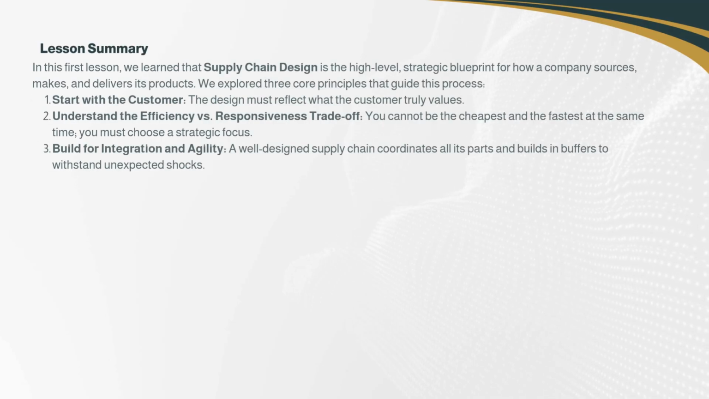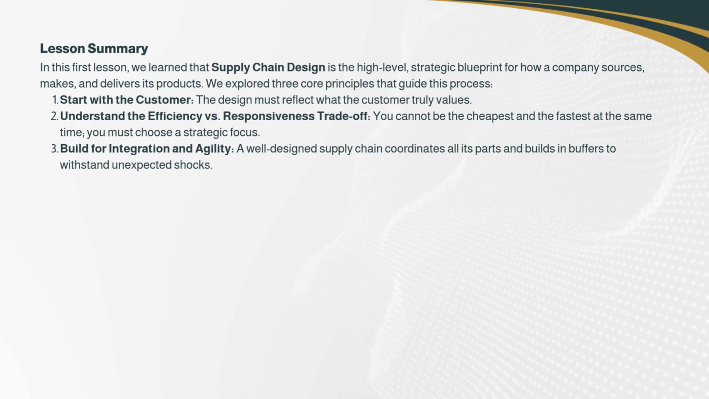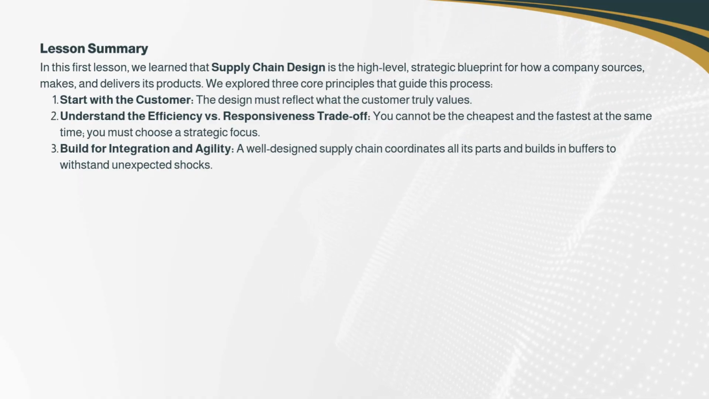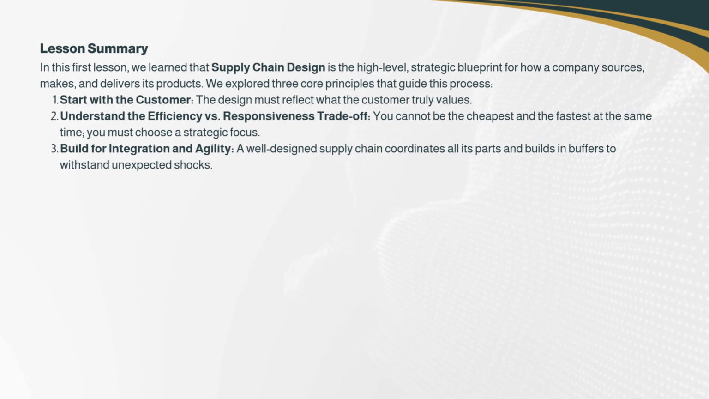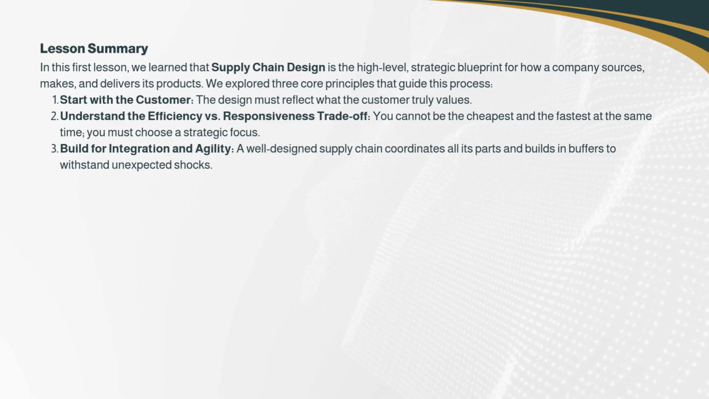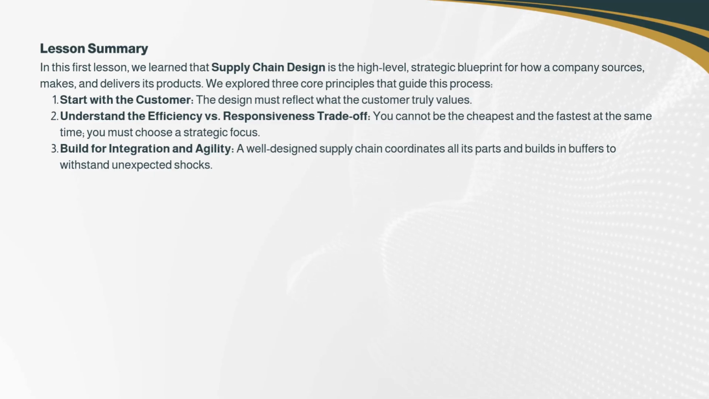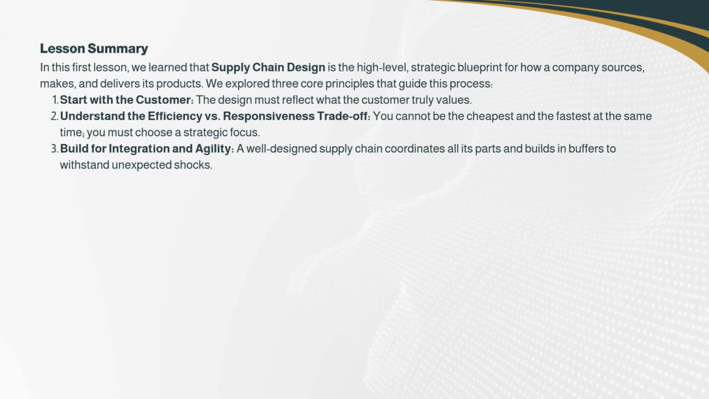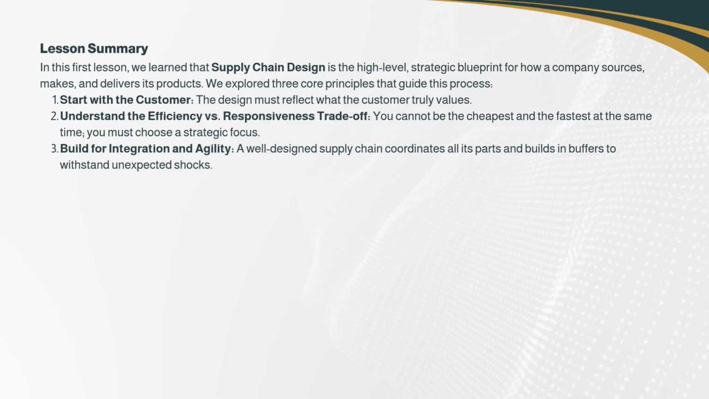Lesson summary. In this first lesson, we learned that supply chain design is the high-level, strategic blueprint for how a company sources, makes, and delivers its products. We explored 3 core principles that guide this process. Start with the customer. The design must reflect what the customer truly values. Understand the efficiency versus responsiveness trade-off. You cannot be the cheapest and the fastest at the same time, you must choose a strategic focus. Build for integration and agility. A well-designed supply chain coordinates all its parts and builds in buffers to withstand unexpected shocks.